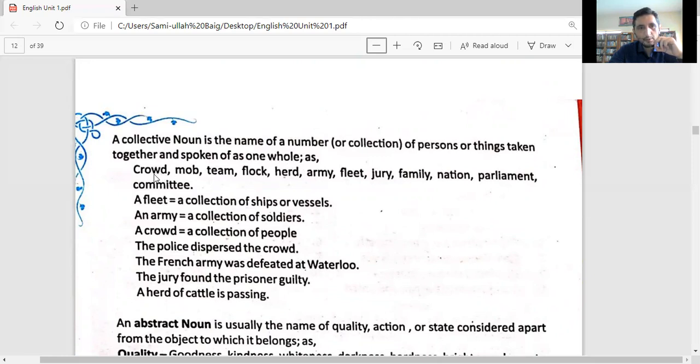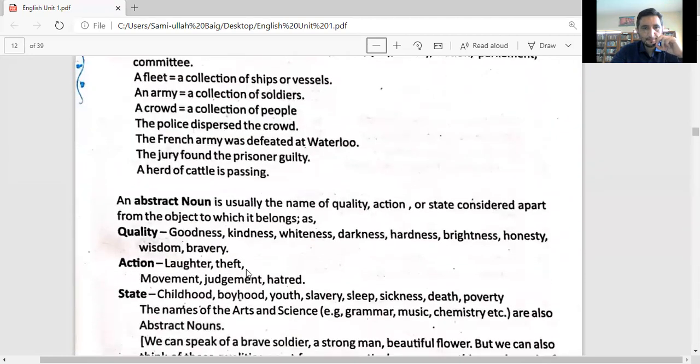For example, crowd is a group of people. Similarly, mob is also a group of people. Team has many members. Flock has many sheep. Herd has many cows. And the army has many soldiers, and so on and so forth. So here are their further divisions given.